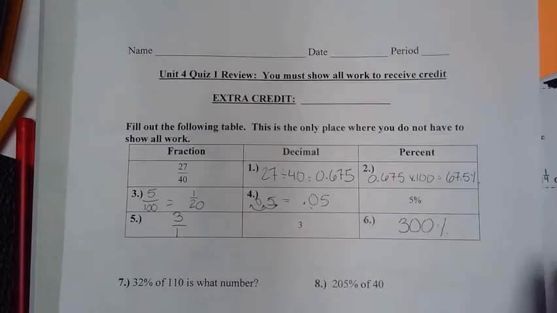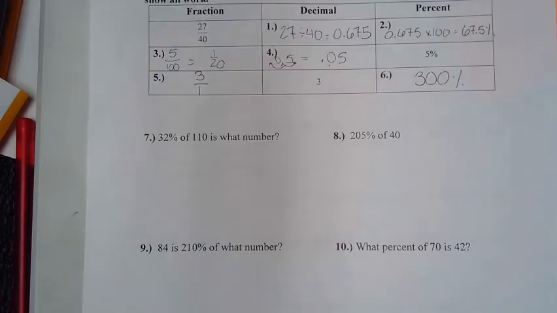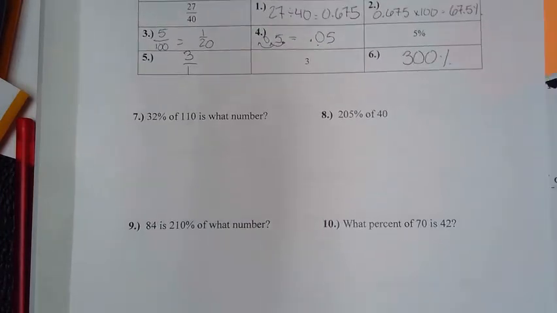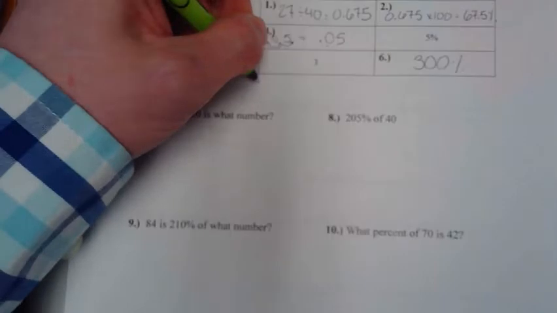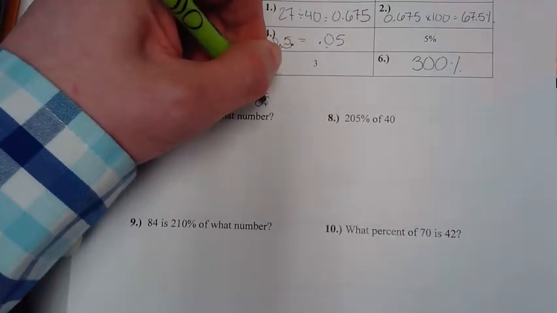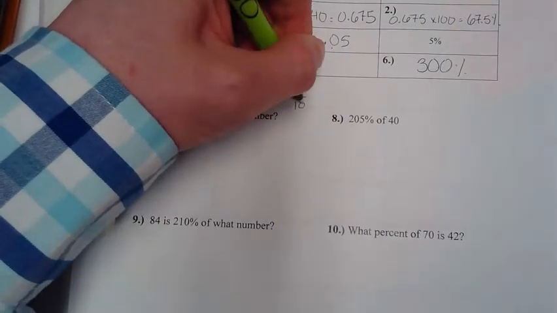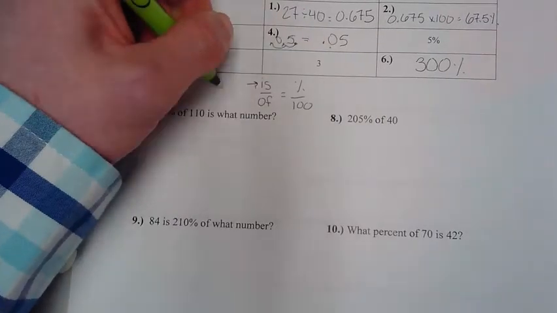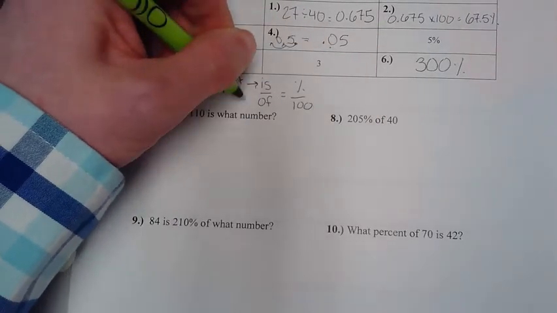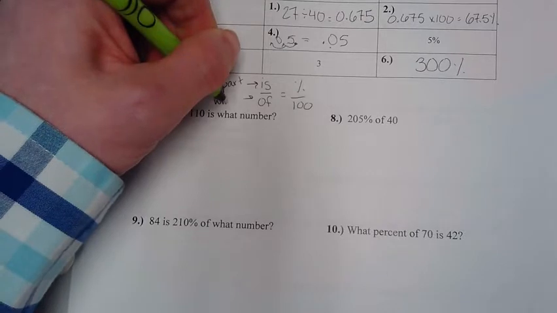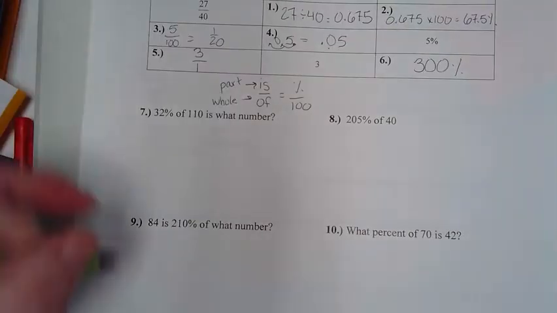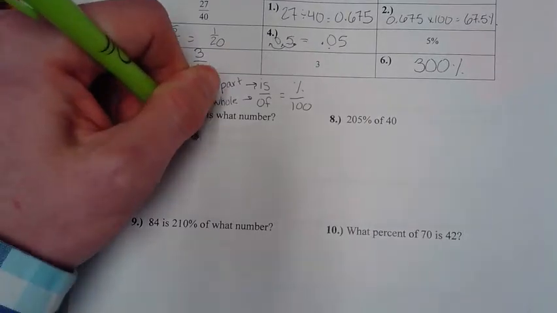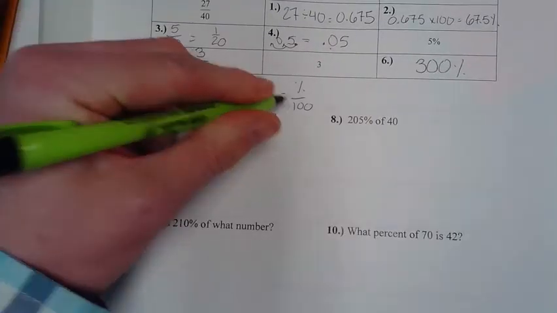I'll show again just a couple examples of how I do the work down here, but otherwise I'm just going to show the answers. To do a proportion, remember the proportion you need is is over of equals percent over 100. Is is the same thing as the part. Of is the same thing as the whole. So I'm going to set up my proportion, which is some ratio equals some ratio, and I know the bottom right is going to be 100.